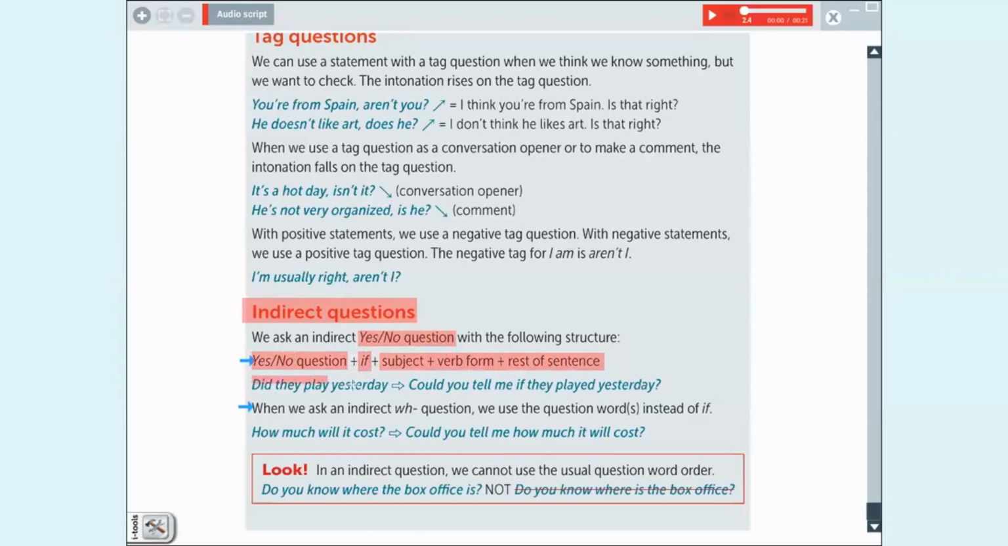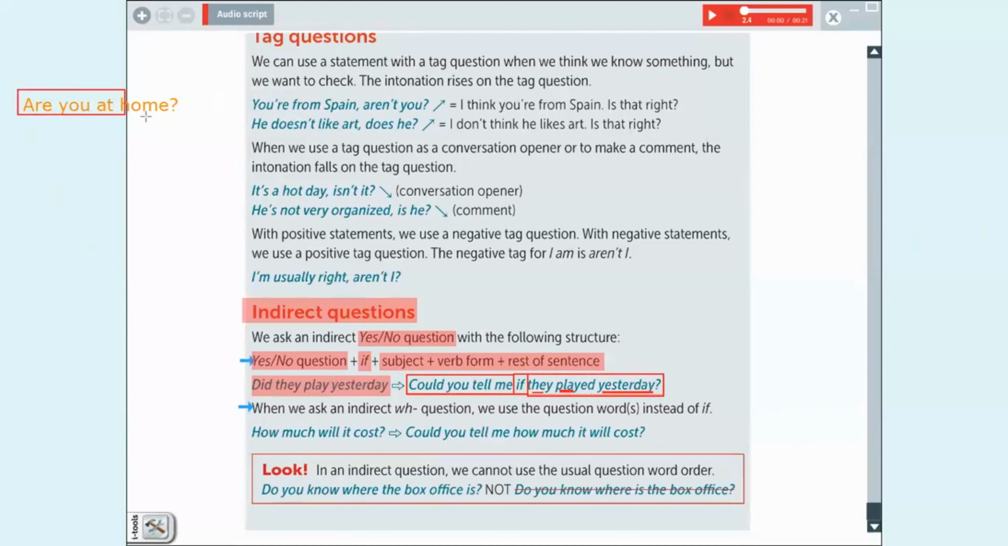If I say, did they play yesterday? The indirect question is, could you please help me? Yes. Could you tell me if they played yesterday? So let's say this question. Are you at home? This is a yes/no question. You can start your indirect question like this. Then if, and then the clause. Remember that the clause has subject, verb, and complementary information if it is included.